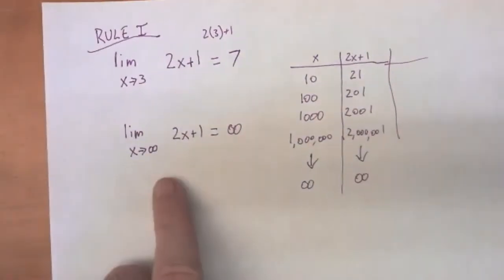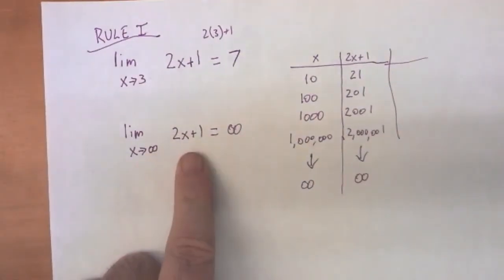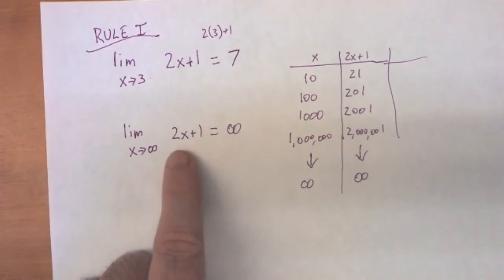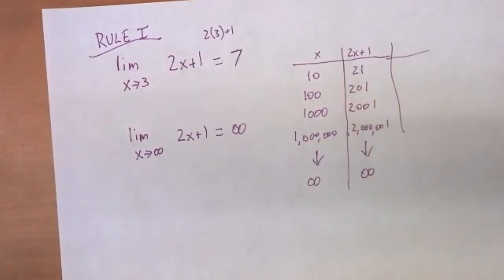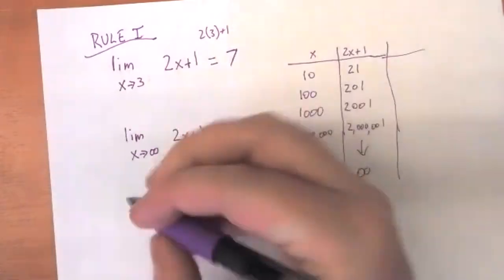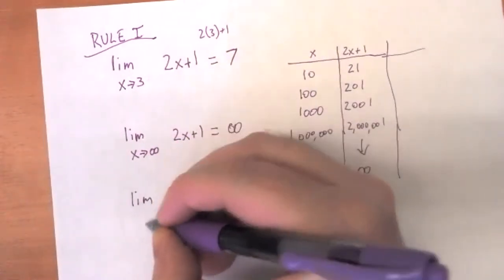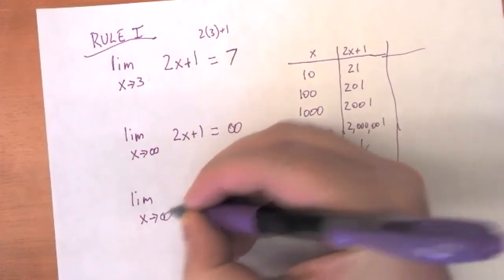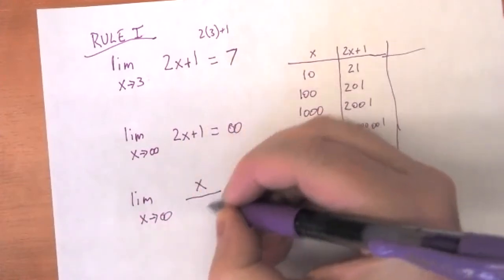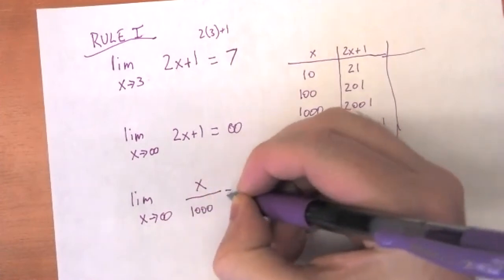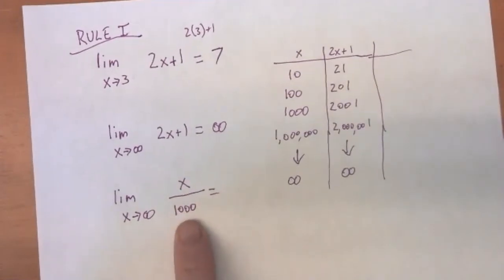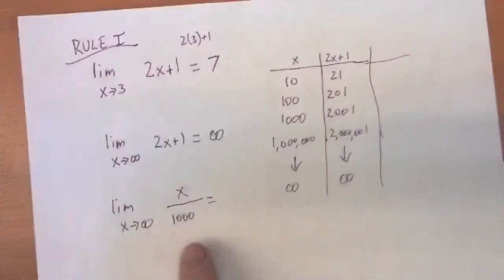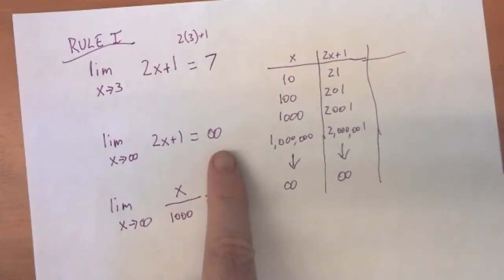Whenever we've got x approaching infinity and we've got something complicated, but we're just adding, subtracting, multiplying, and/or dividing infinity by ordinary numbers, our answer is going to be infinity. Let me give you one other question to test you a little bit. What if we had x divided by 1,000? We've got this number approaching infinity, but we're dividing that number by 1,000. Does that change our answer, or is the limit still infinity?